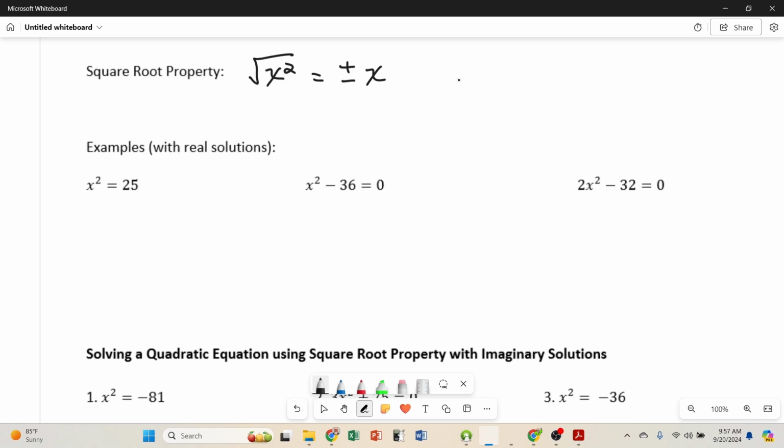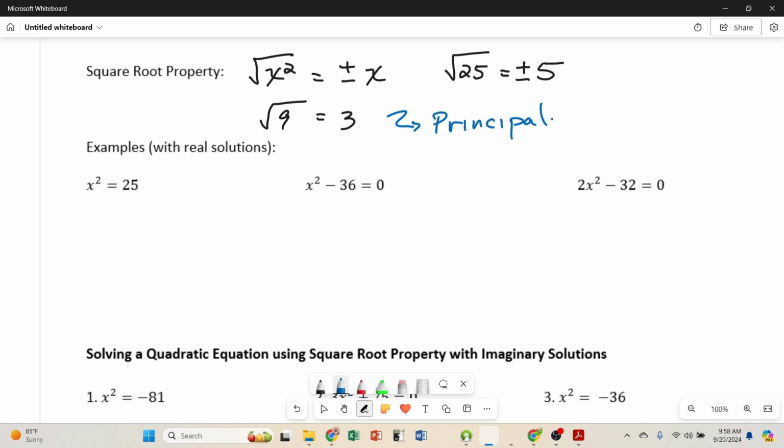So if you think about this in these terms, if I take the square root of 25, well, 5 times 5 is 25, but negative 5 times negative 5 is also 25. So both of those answers are true. If I have just a value where I say, let's say the square root of 9 equals 3, they call this the principal square root.